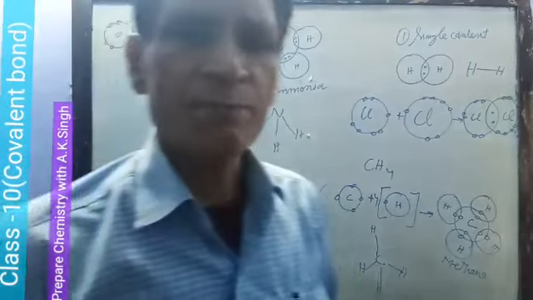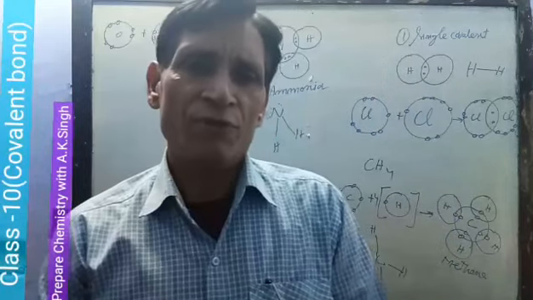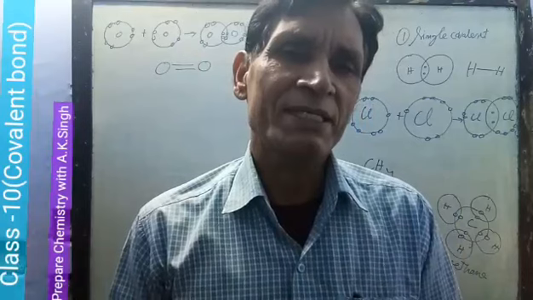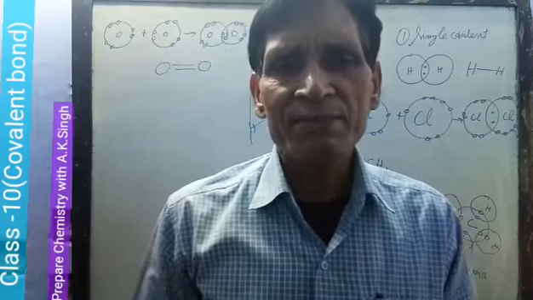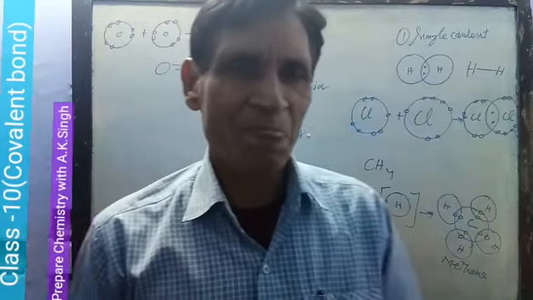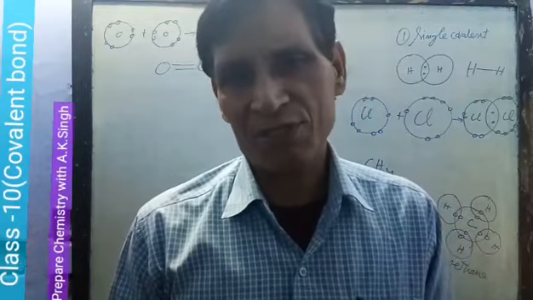Now triple covalent bond. A covalent bond formed by sharing of 3 pairs of electrons. That is, shared electron pair is 3. Each atom is contributing 3 electrons for sharing. Then the bond resulted is triple covalent bond.